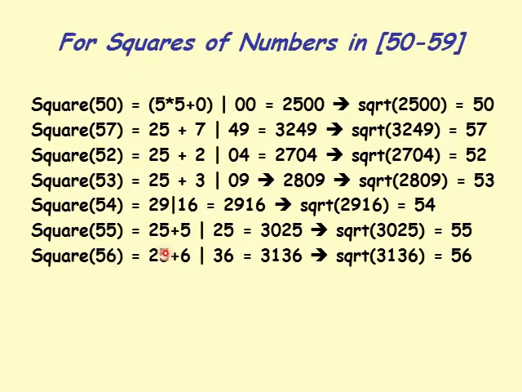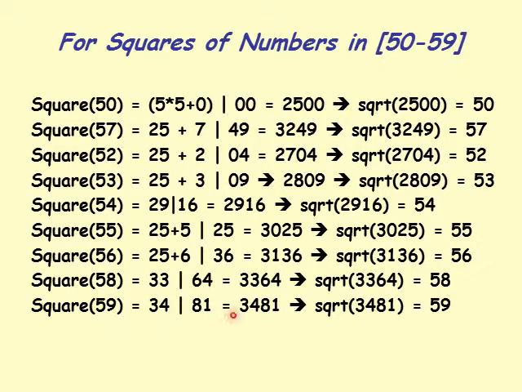Let's continue here. 56: 25 plus 6 on the left, 36 on the right, so 3136. That means the square root of 3136 is 56. Then the square of 58 is 3364, because 25 plus 8 is 33. So the square root of 3364 is 58. Let's continue. The square of 59 is 3481, and that means the square root of 3481 must be 59.